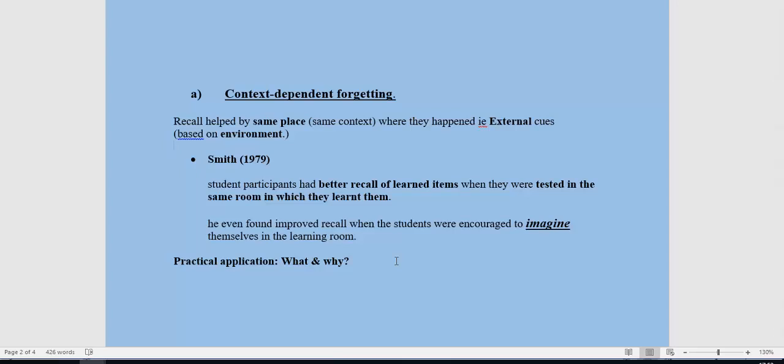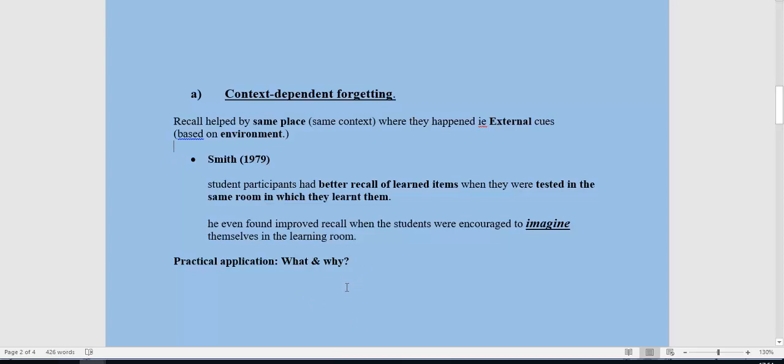Obviously, that has massive practical applications. Who for? Have a think about that. Obviously, it's going to be your students, you guys, because if you can't actually be in the exam hall, you've got to try and remember where you were when you learnt the material, so cast your mind back to the lesson. Also police interviews, the cognitive interview. They try to take them back to the same physical, emotional state, but also take them back to the scene of the crime.